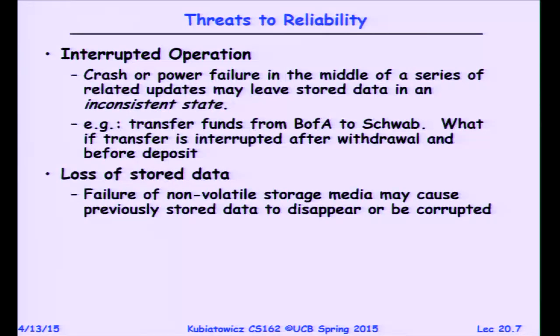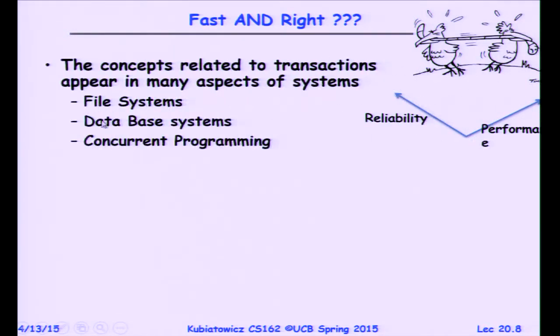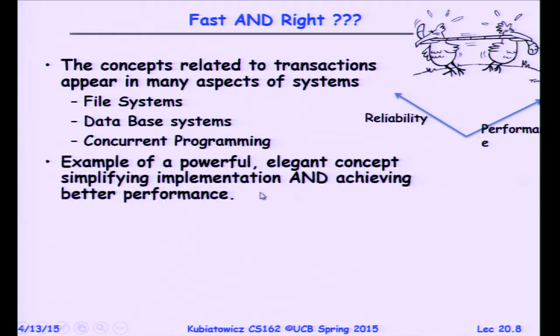So clearly we've got to do something about this, and this is kind of can we get things to be fast and correct at the same time? There's kind of this reliability performance curve, sorry about that, which are pulling in separate directions. And we're going to tackle this by thinking of this as transactions for a little bit. There's lots of ways in which transactions show up in operating systems, file systems, databases, concurrent programming. We're going to see if we can use a few of them in this lecture.